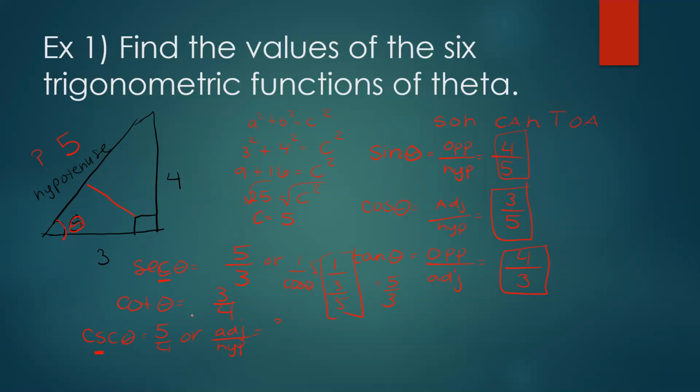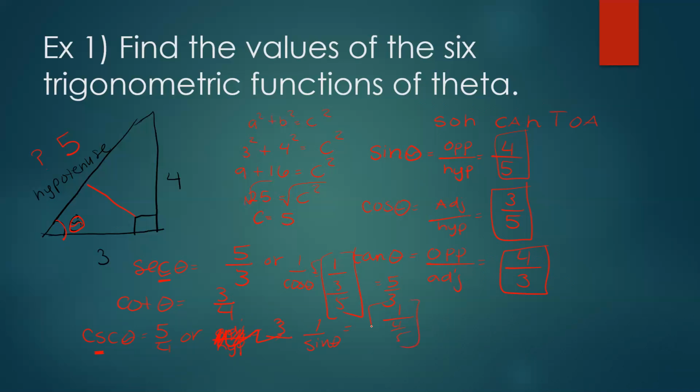Adjacent is... cosecant is, where's... adjacent over hypotenuse. So adjacent is 3 over... wait, actually you could think of it as 1 over sine theta, right? So 1 over sine theta is 1 over, and then sine theta is, where's sine theta? 4/5.